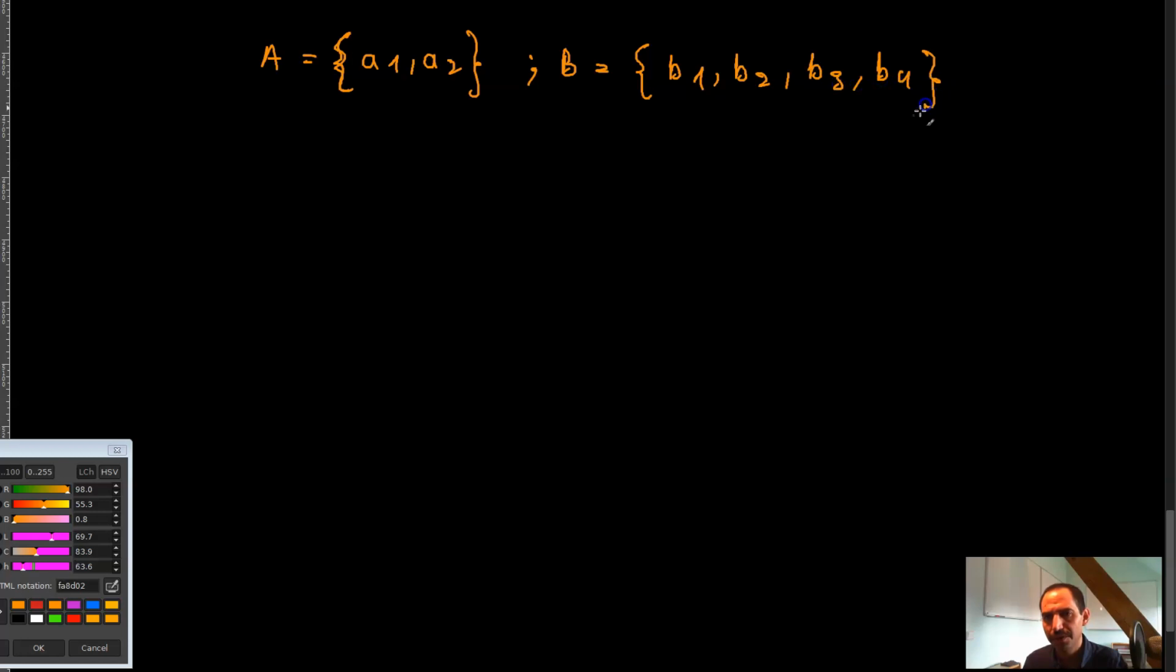So that is another example. Let's say, as another illustration, that you have two sets: the set A is equal to A1, A2, and the set B is equal to B1, B2, B3, and B4, right?